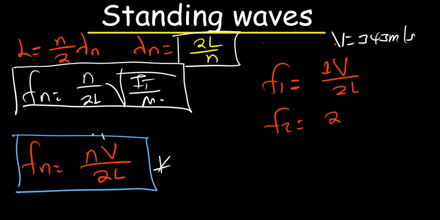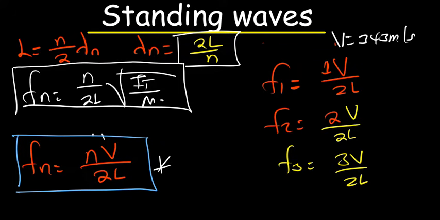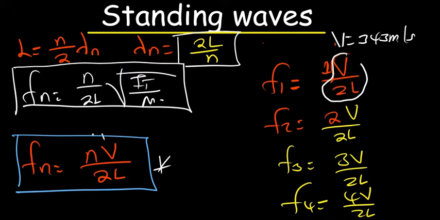Okay, I want to show you something. It's going to be 2 times v divided by 2l. If n is equal to 3, we're talking about the third harmonic, it will be 3v divided by 2l. Now one thing I want you to understand here is that if n is equal to 4, it will be 4v divided by 2l. This part doesn't change. The only thing which changes is the n. This part is the same.